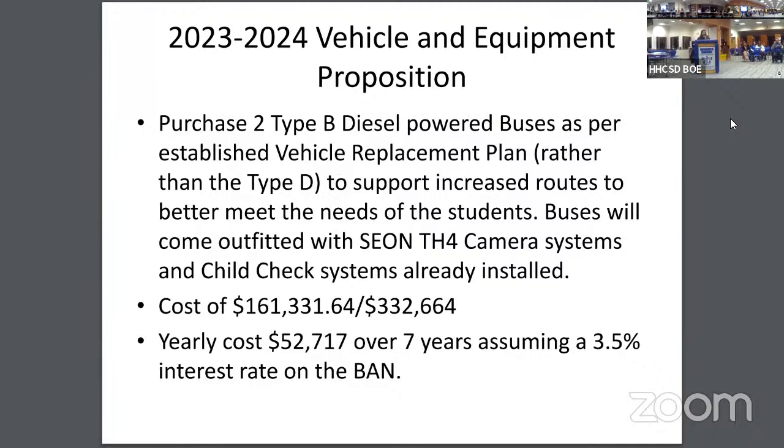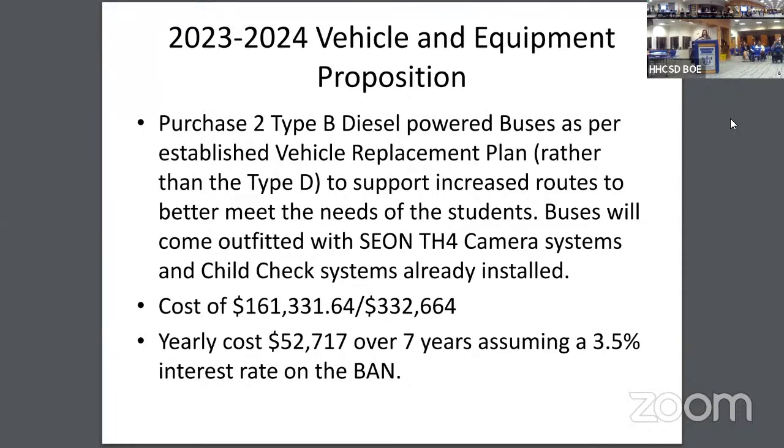I'm requesting a vehicle proposition to purchase two Type B diesel-powered buses as per the established vehicle replacement plan. I'm asking for Type B because there's a delay in the reception of our Type D, which is usually what we purchase most often, the transit-style buses. If we were to try to purchase those, we wouldn't get delivery until January of 2025. So that would do us no good.